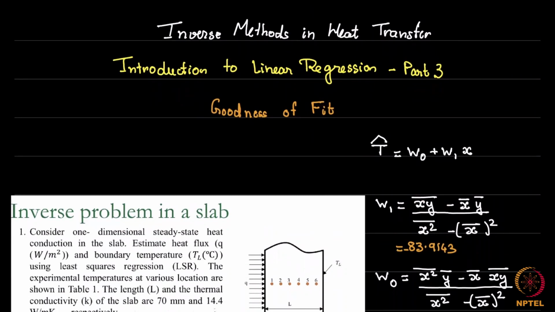In the last part, we looked at how we can use linear regression to solve an inverse problem. In this part, we will look at an important quantity called the goodness of fit. What the goodness of fit determines is how good the regression fit we got was, how good the fit we proposed is.